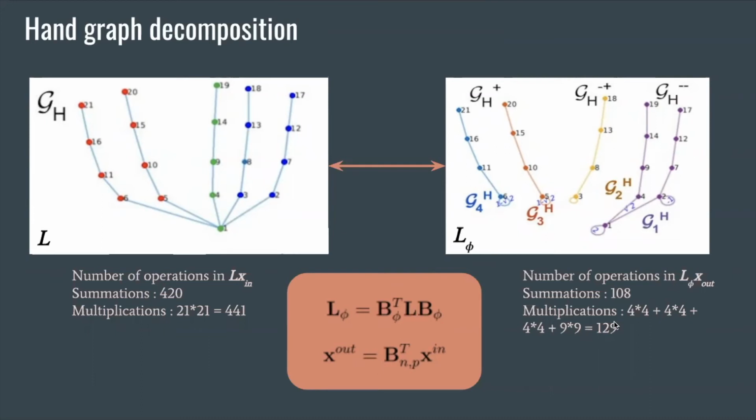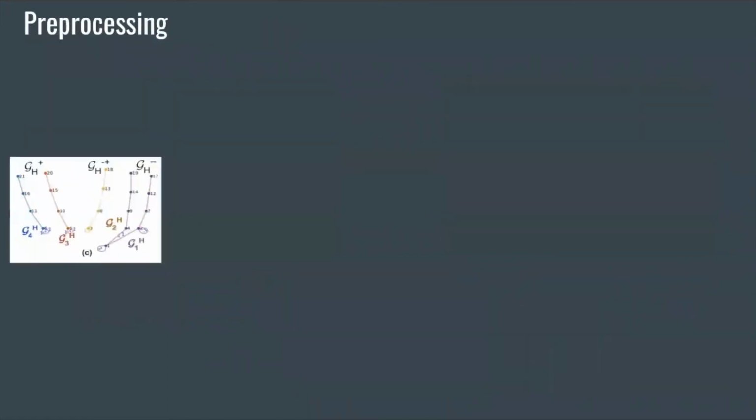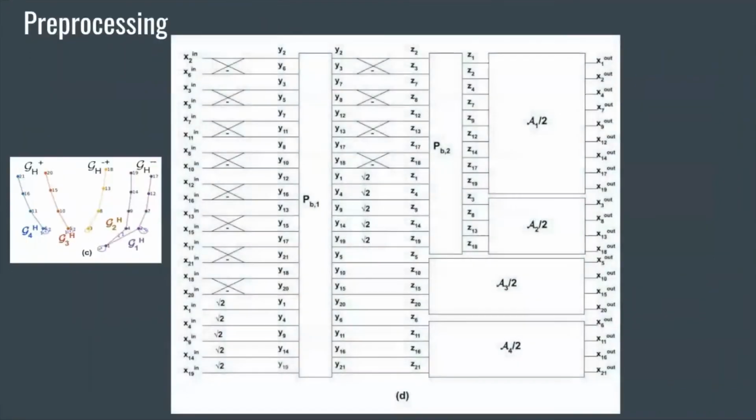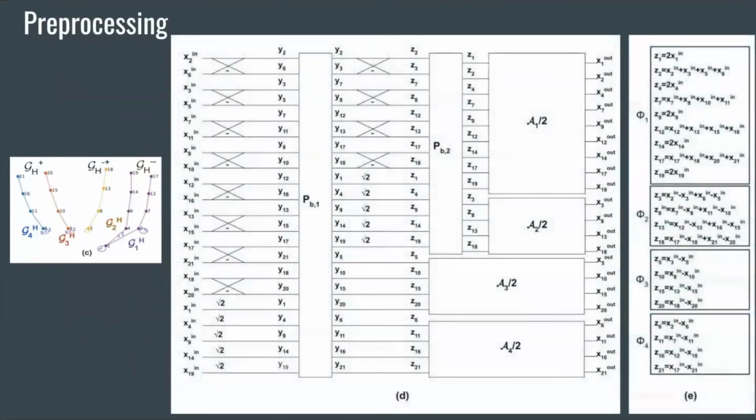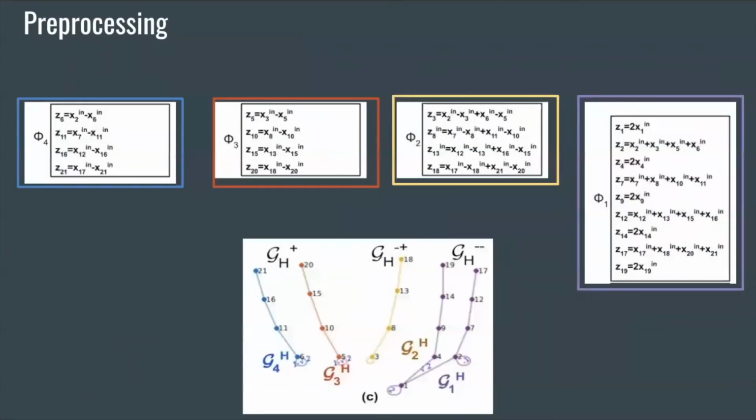And as I mentioned, the number of operations is much lesser when we are using this L phi or the smaller graphs, and obviously it will be much more efficient and less complex. So this is the pre-processing block. I'll just mention it here. As you can see, after pre-processing the input data, each of them is a summation or difference of the input signal. And why is it important for us?